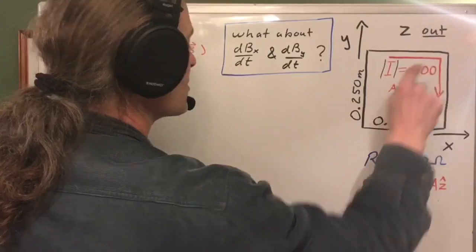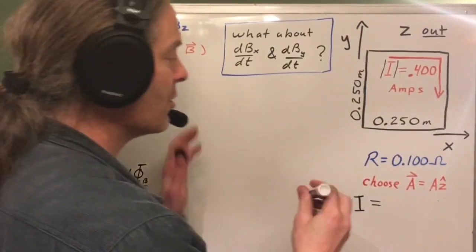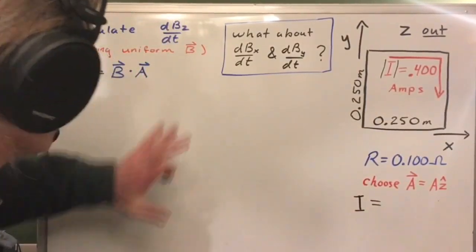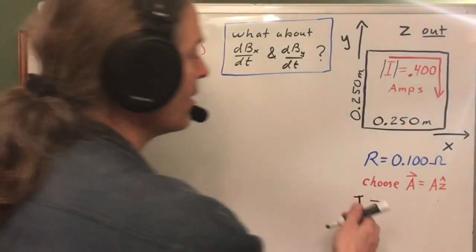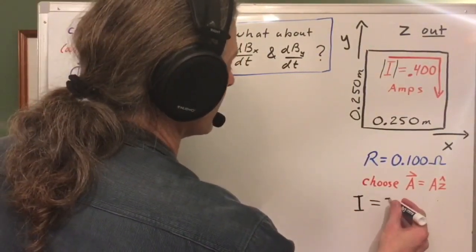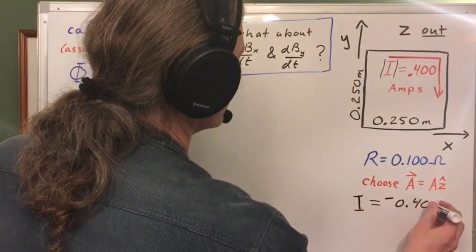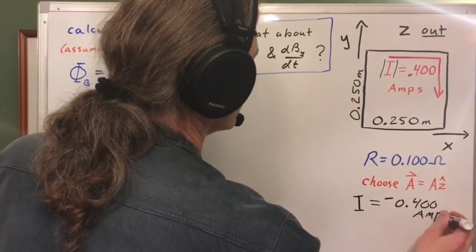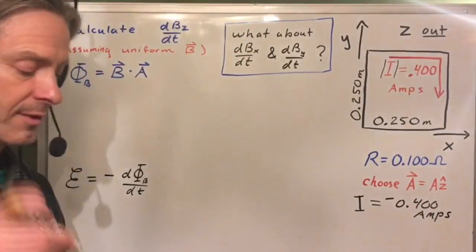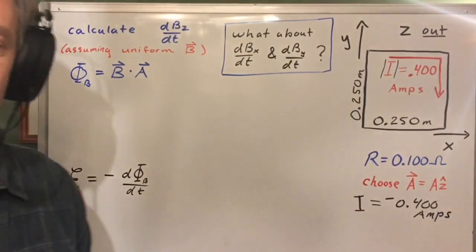But the current's going this way, so the current's actually negative. So if I'm going to do a calculation and be really careful with my Faraday's law stuff, this current is hiding a minus sign. All right, and we'll use that later.